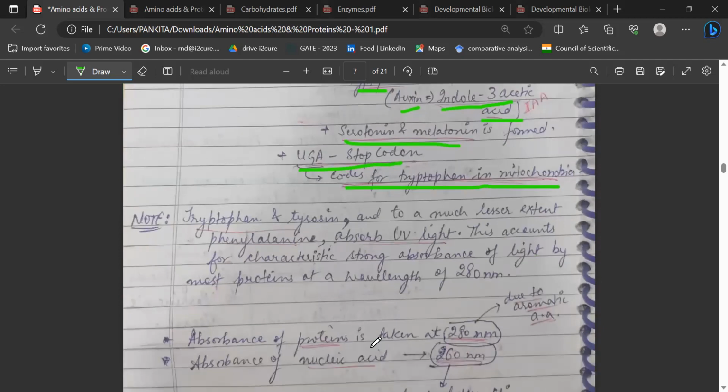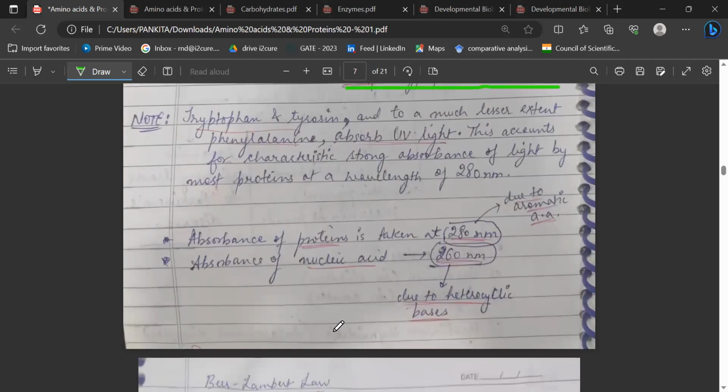Again, tryptophan and tyrosine, and to some extent phenylalanine, absorb UV light, and these are the reason why proteins show a strong absorbance at a wavelength of 280 nanometer. So basically, when we study the absorbance, we know that the protein absorbance is taken at 280 nanometer. That is due to the aromatic amino acids, while the nucleic acid absorbance is taken at 260 nanometer, and it is due to the heterocyclic bases.